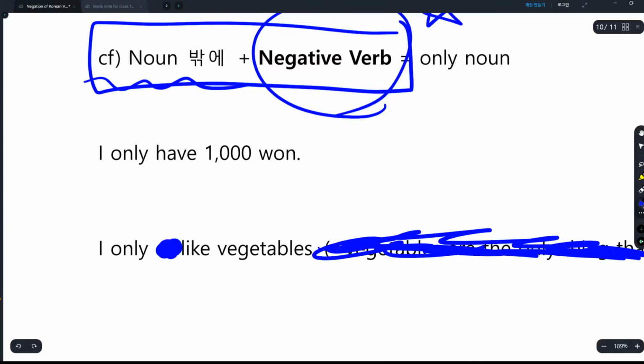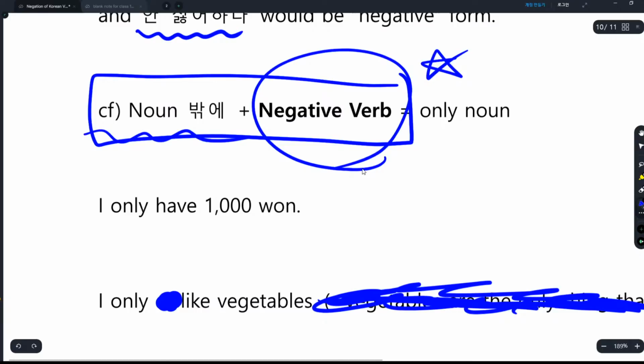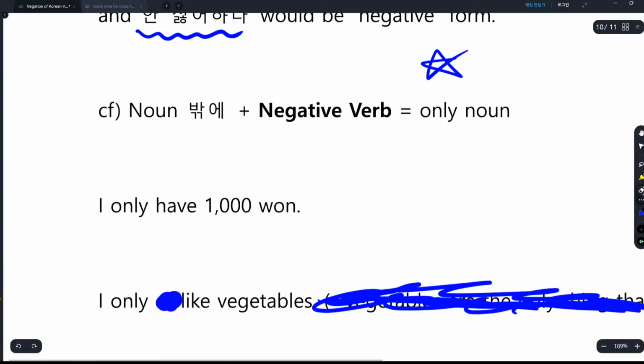So the reason why I mentioned this is because there are some expressions where you have to use negative verbs, because it only follows the negative verbs for it to make sense. And one example of such expression is noun 밖에 plus negative verb, which means only noun. So actually there is one beginner particle.